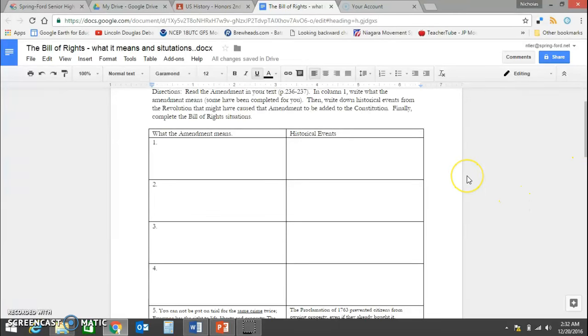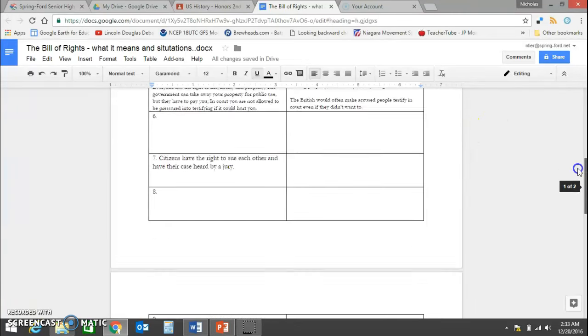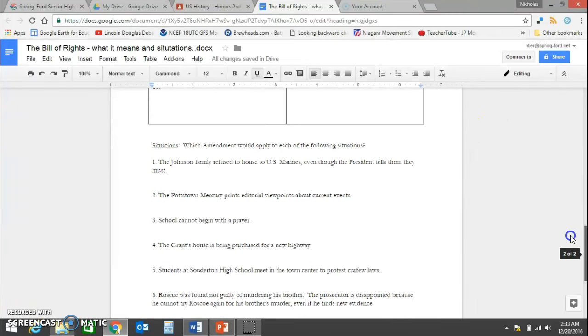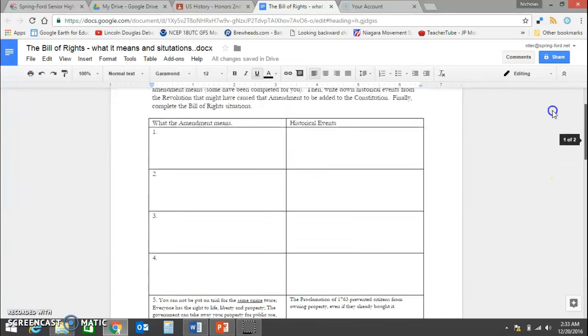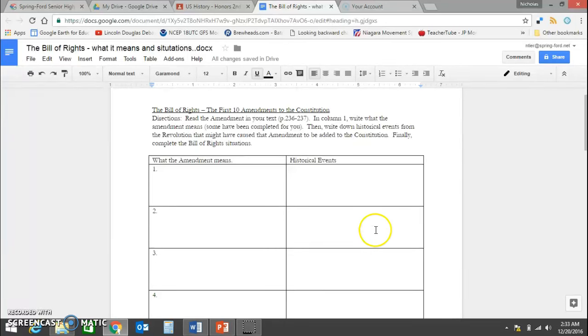If you need some additional help with it, you can look in your text on pages 236 and 237. And then there's some practice at the end here related to the Bill of Rights situations. I'm also going to post some practice for federalism for you to work on a little bit.